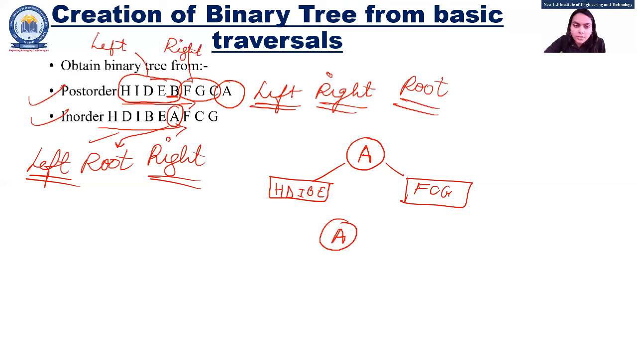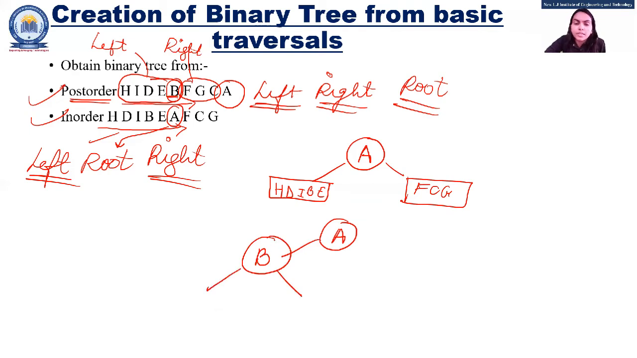So now we know that H, D, I, B, E is on the left side, but we do not know the sequence. So from post order, we would be able to identify where is the root. So we would be seeing where these 5 letters are. So H, I, D, E, B are the 5 letters, and in this post order, we have seen that B is at the end. That means B is the root because post order is left, right and root. So this B is at the root and then we have again left and right.